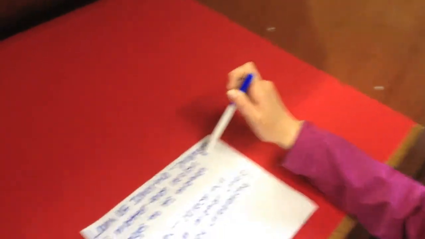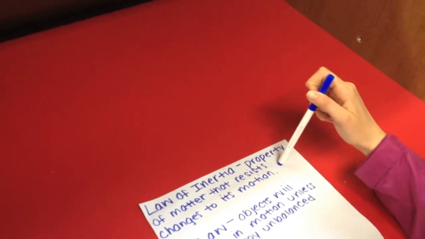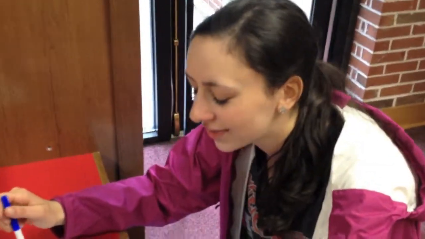Inertia. The law of inertia is a property of matter that resists changes to its motion. This is explained by Newton's first law of motion, which states that objects will continue in motion unless acted on by an unbalanced force.